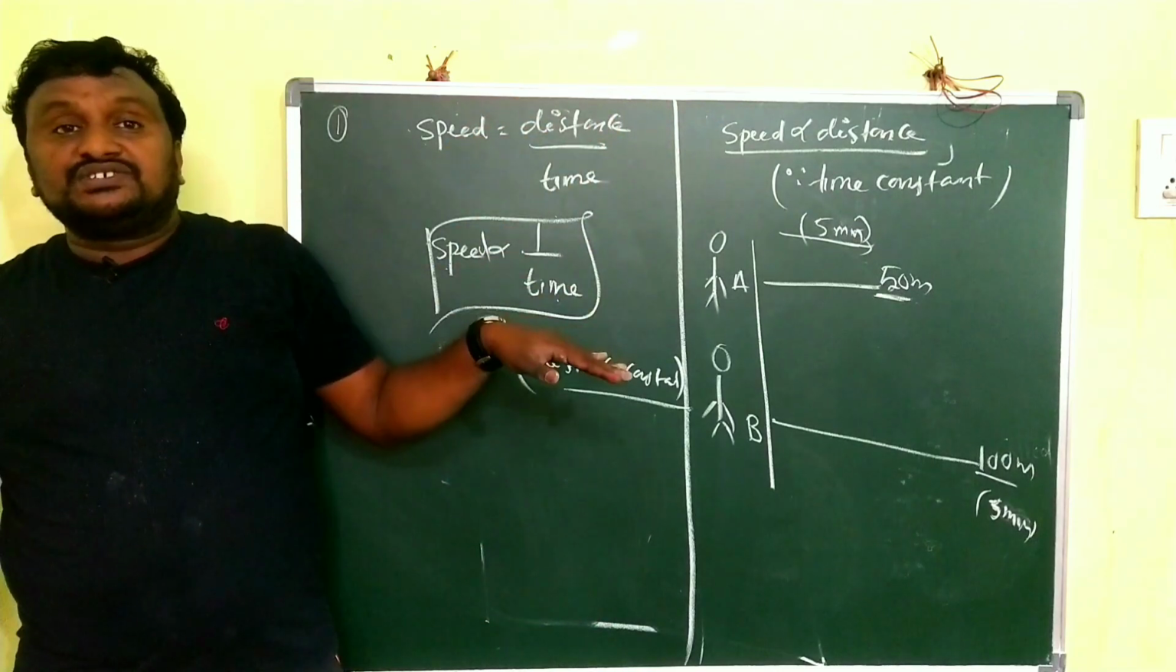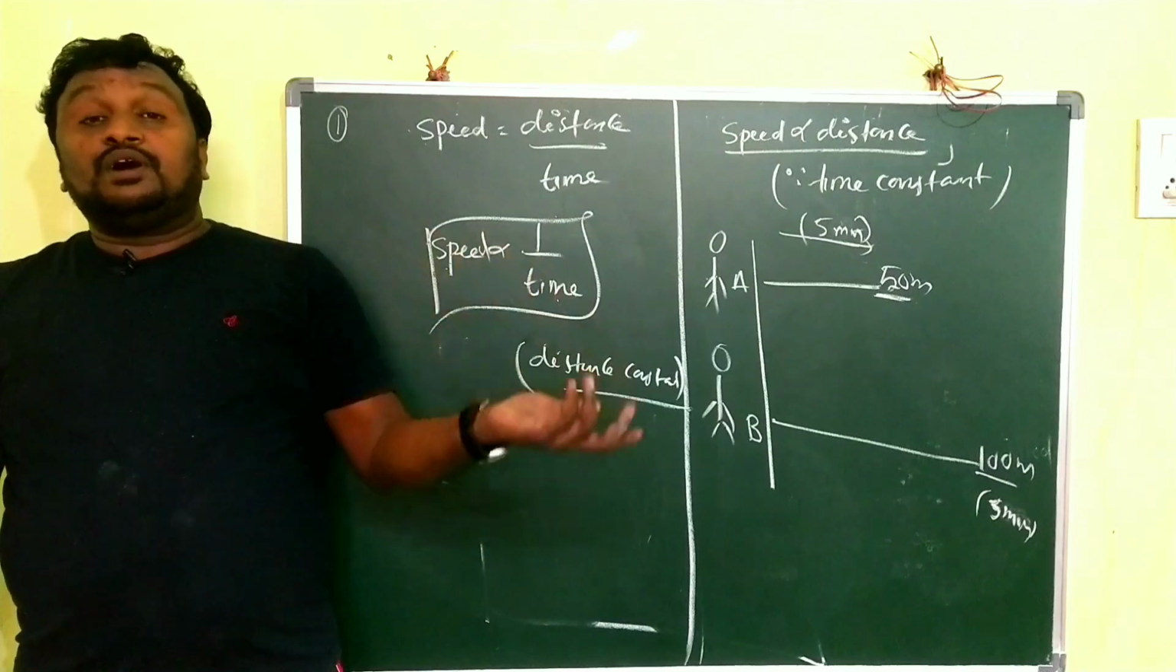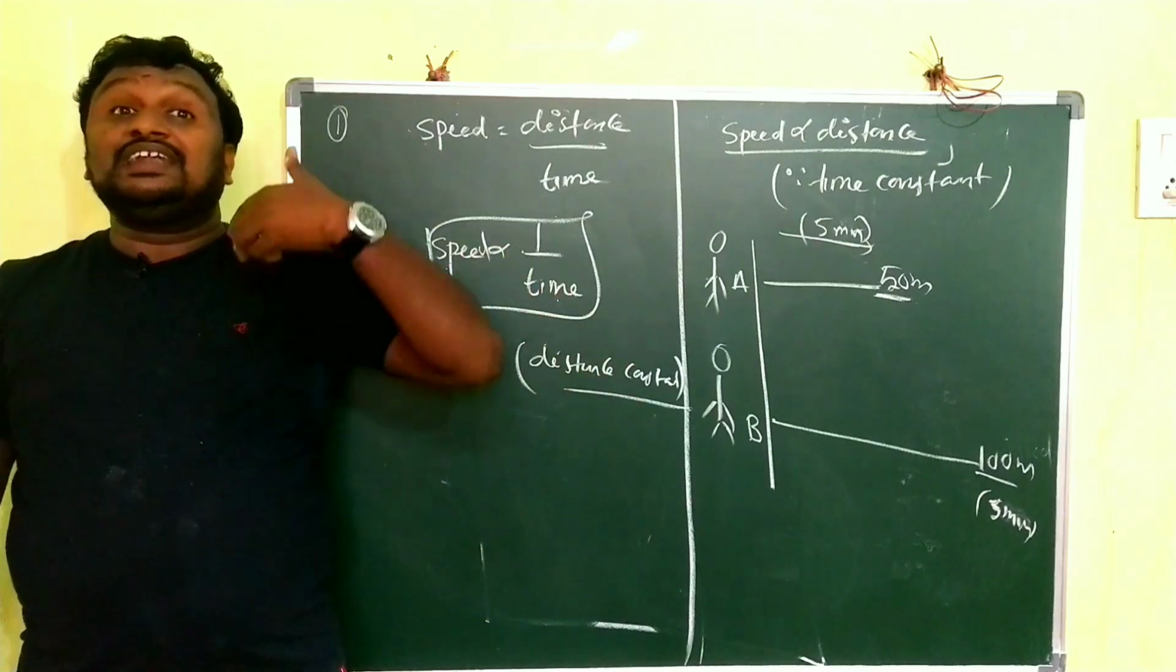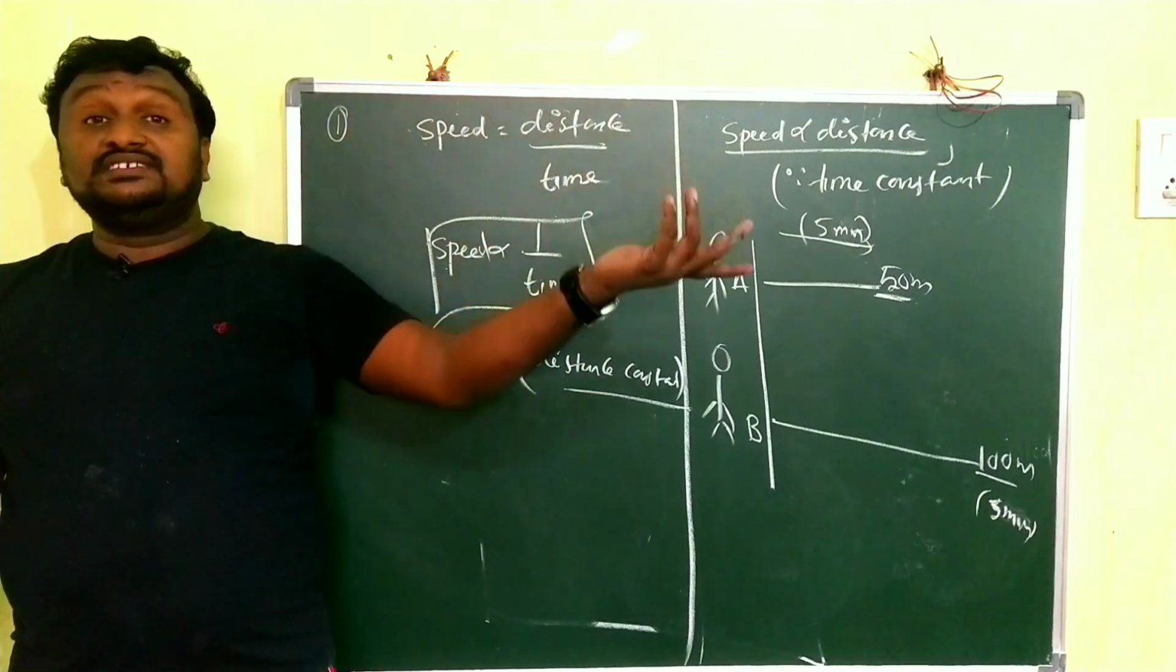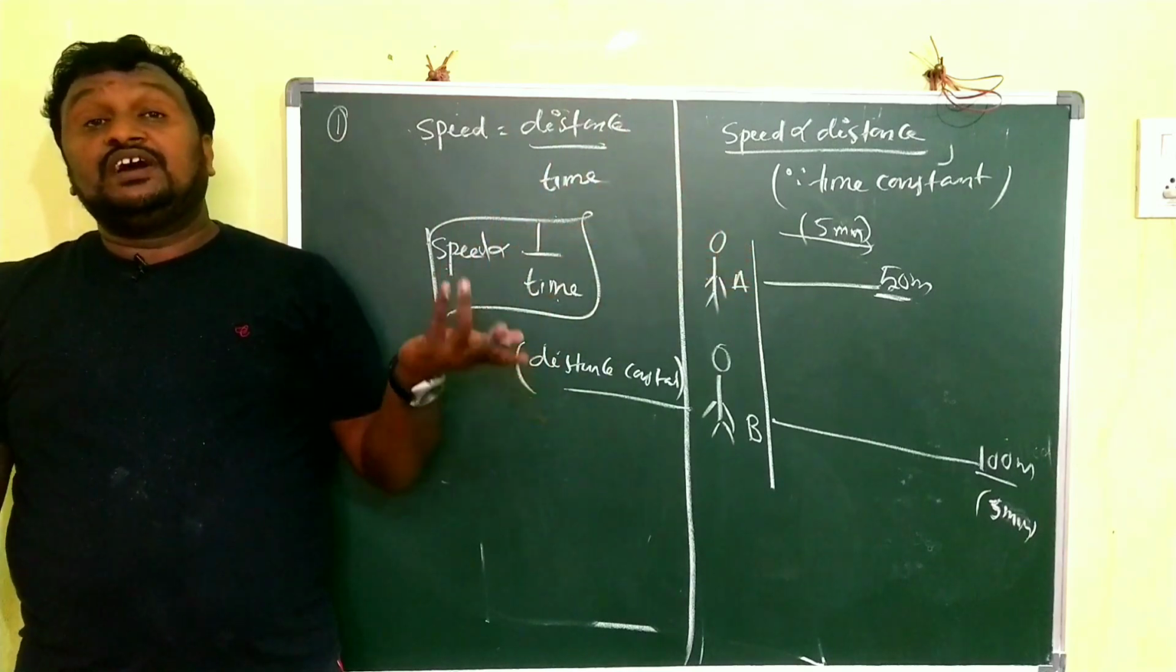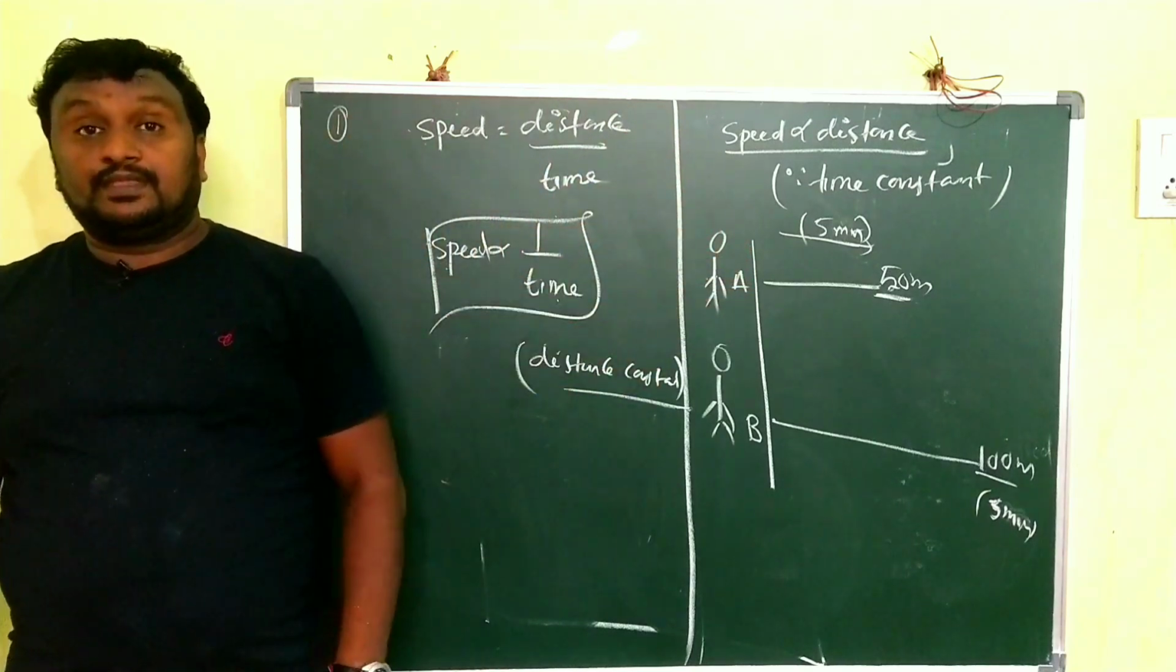When distance is constant, then among these two boys, whoever reaches the target first is the winner and has more speed. Clear?